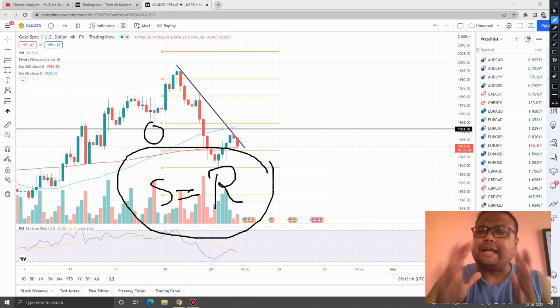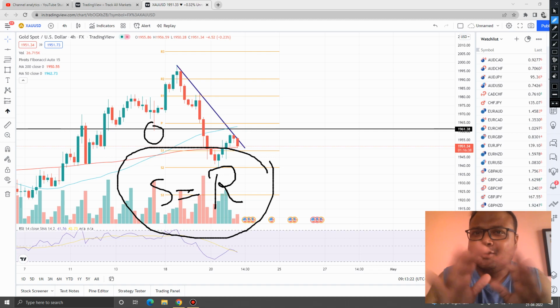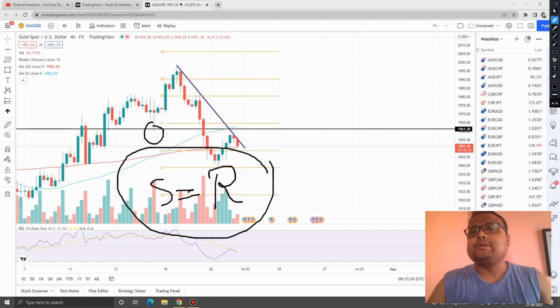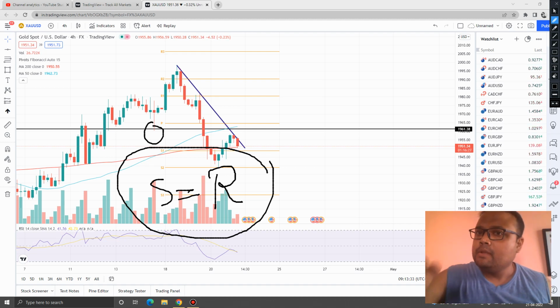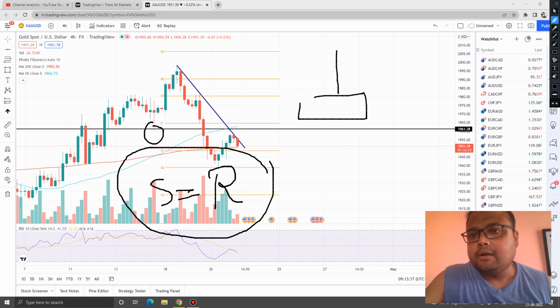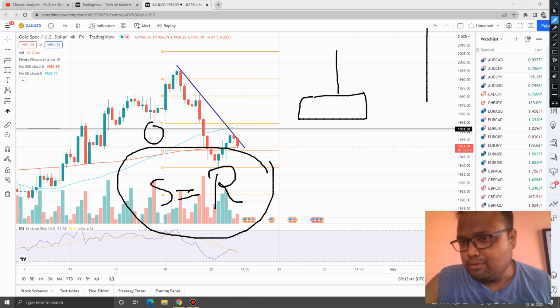So 1956-57 is an okay kind of resistance, but not very reliable. But 1961-62, I think this is a good resistance, at least for day trading purposes. Not the strongest resistance, but a good resistance for day trading purposes. If price goes up and reverses from there, if you see a shooting star kind of pattern or any good price rejection from above, you can definitely take a sell position.